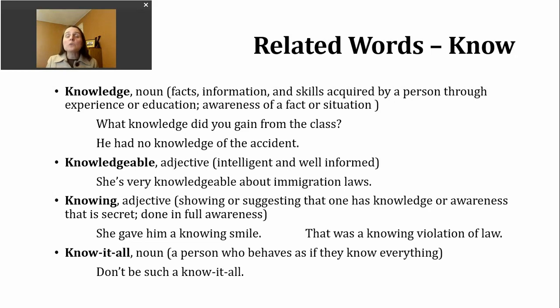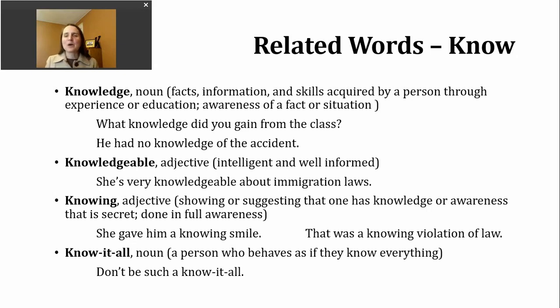But knowing could also mean that something has been done with full awareness. Here's an example of that. That was a knowing violation of the law. So in this type of sentence or situation, what we're describing is someone had knowledge, had an awareness that a particular law existed, but that person chose to break the law. And so we would call it a knowing violation.